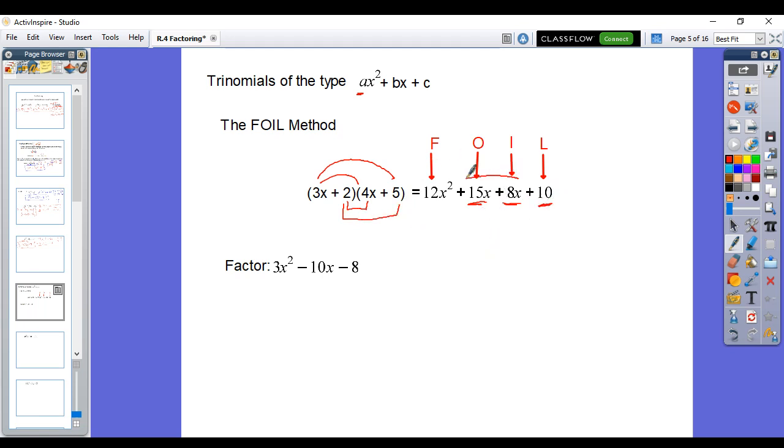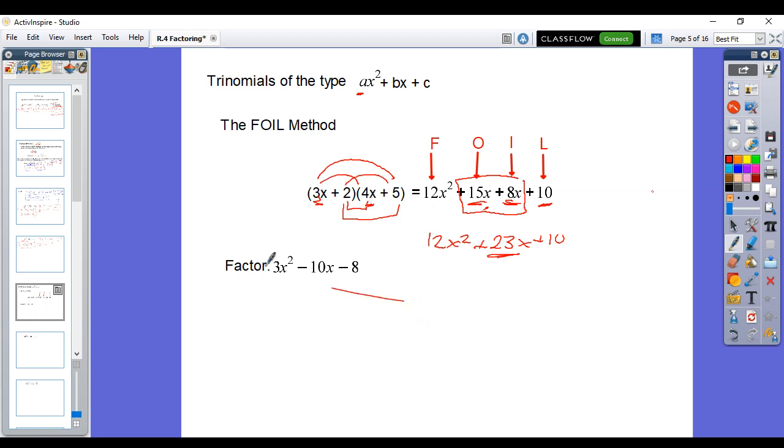Now, this is where our issue happens sometimes. We see the final result of 12x squared plus 23x plus 10. We don't think about what two numbers added up to make it. Unlike before, we can't just take this plus this, add them up, and get that middle term. This time, these numbers are being influenced by the leading coefficients right there.